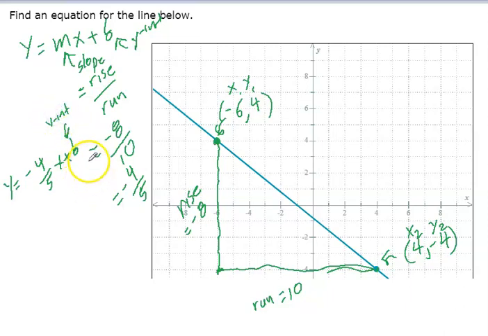All right, so let's go ahead and plug in a point that we know is on the line. We can plug in either (-6, 4) or (4, -4). We might as well plug these in. They look a little bit smaller, but either one will work. So let's see. We can plug in a -4 for our y value, which is equal to -4/5 multiplied by our x value of 4, plus b.